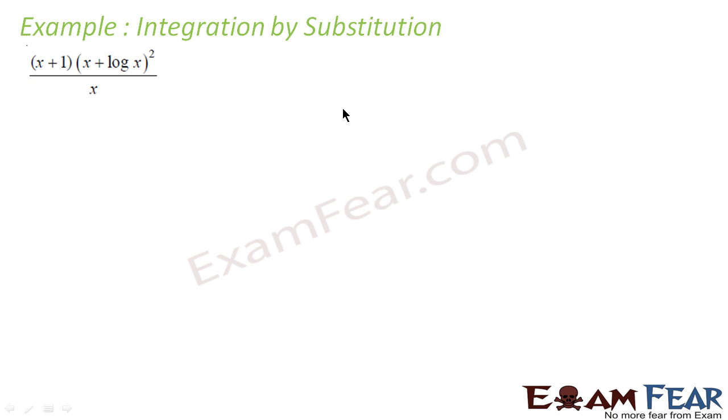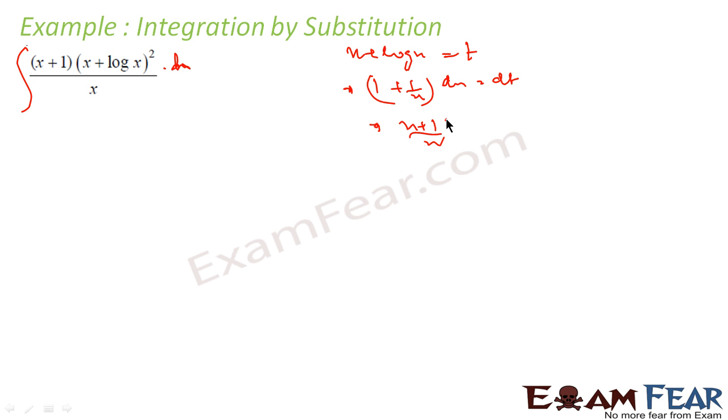Let's take one more example. Here we have x plus 1 into x plus log x whole squared dx. Again here I can choose x plus 1 also as t, but this is a better option for me. Why? Because it is to the power 2. So I'll take x plus log x as t. Let's see if this helps, right? So this becomes 1 plus 1 by x dx is equal to dt, or I get x plus 1 by x dx is equal to dt.